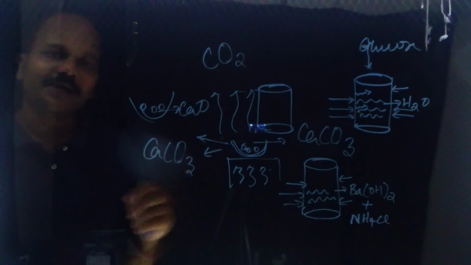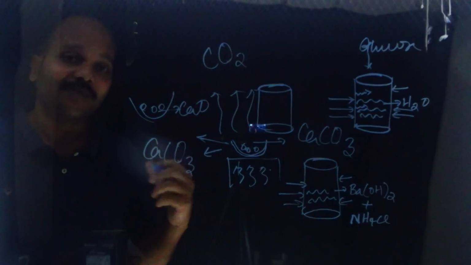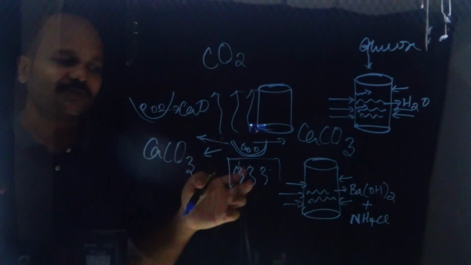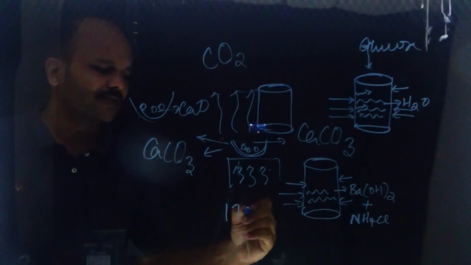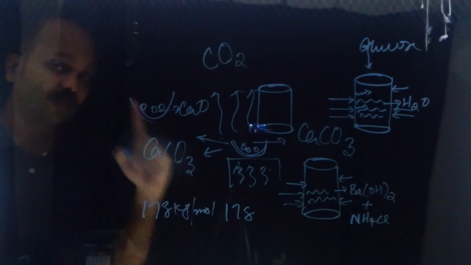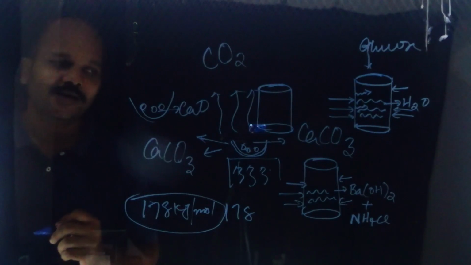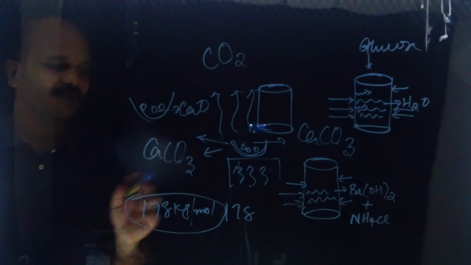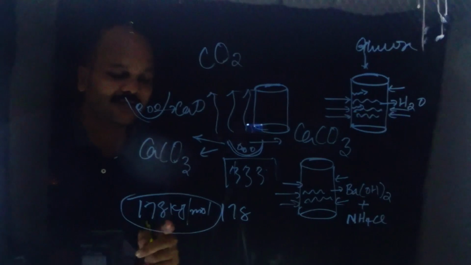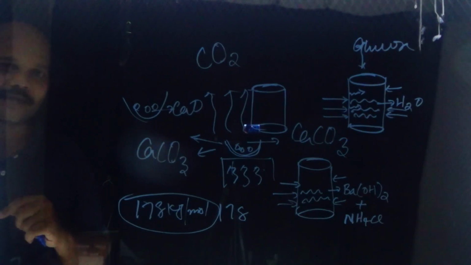Even this reaction is an endothermic reaction, because only when you are heating will this reaction happen, because you need to supply the heat. For this reaction to happen, 178 kilojoule per mole is needed. For 1 mole of calcium carbonate to decompose, you need to supply 178 kilojoule of energy. So this reaction is nothing but an endothermic reaction. You need to supply as much heat as 178 kilojoule per mole. So these reactions are called endothermic reactions.